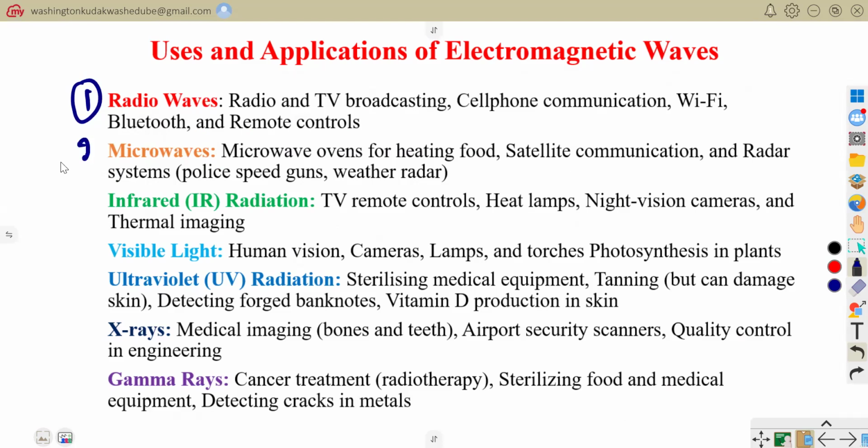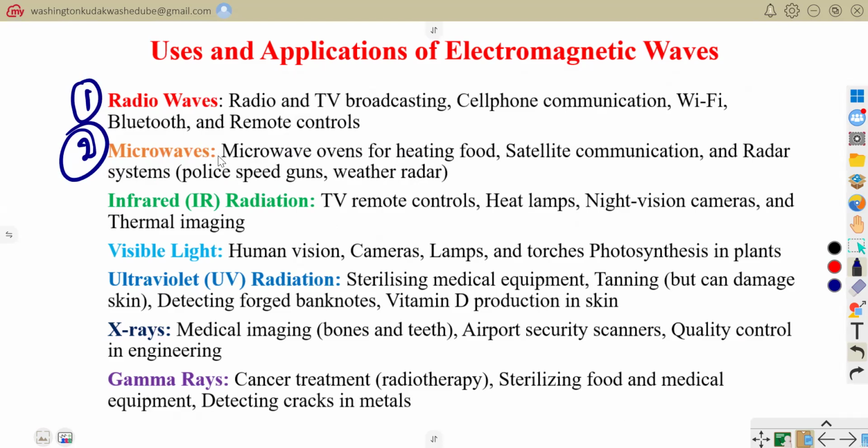And then when it comes to microwaves, we know that microwaves are used in ovens, which are used for heating food. They are used in satellite communication. They are also used for radar systems, like those police speed guns which monitor overspeeding, or else the speed of different motor vehicles, as well as weather radars, which is to say in monitoring our weather forecast, we make use of microwaves.